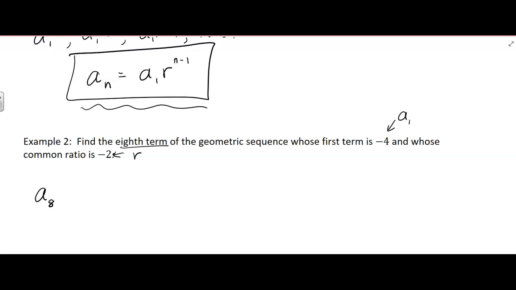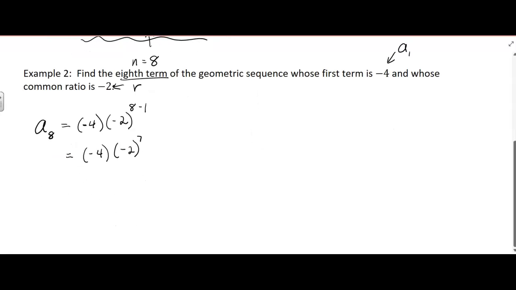We're going to say a sub 8 is equal to, what's a sub 1? Well, that's -4 times, and then I'm going to have r, which is -2, to the n minus 1. Well, what was n? n was 8. So 8 minus 1. Okay, so a little bit of math here, probably need a calculator. So I'm going to have -4 times -2 to the 7th power.